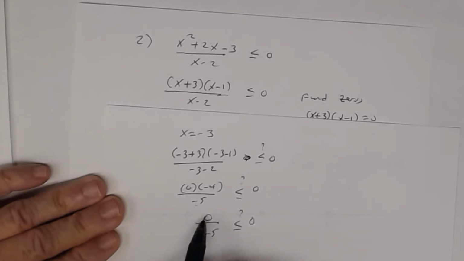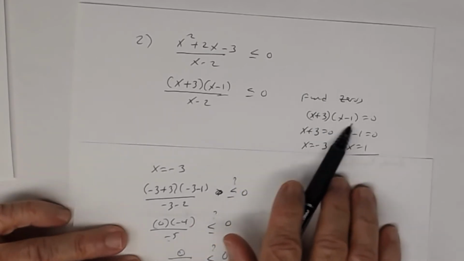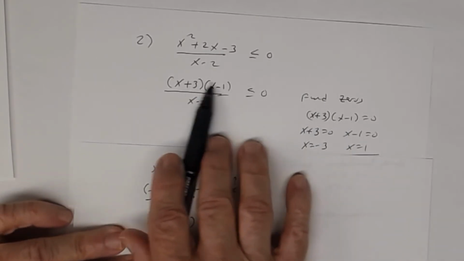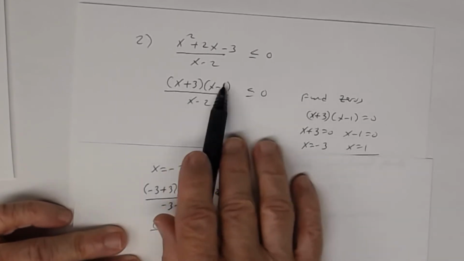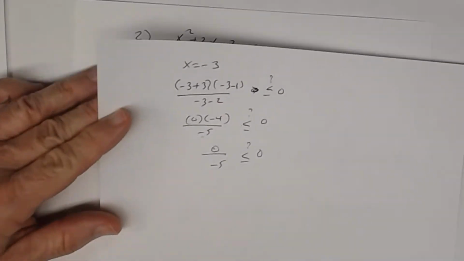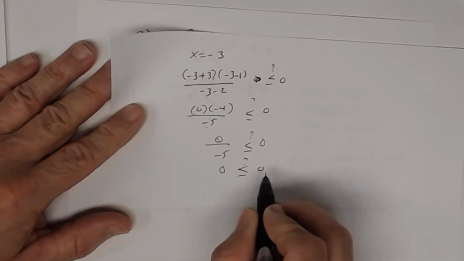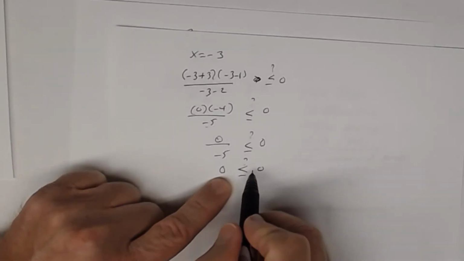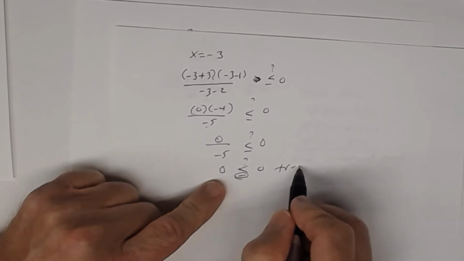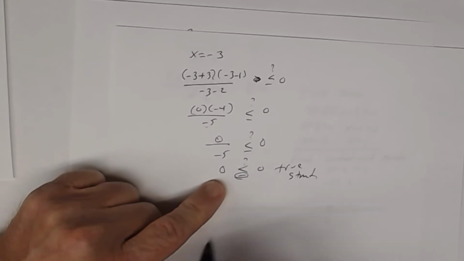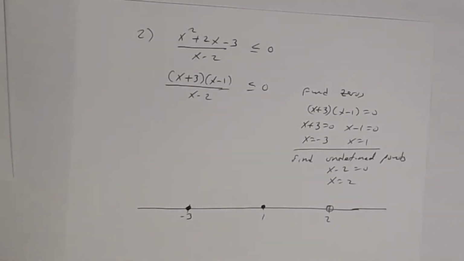Before I go on, see that's a 0 here, right? That better be a 0. Why? Because that's how you found your zeros. You found your zeros by setting this equal to 0. So these two numbers, when you substitute back in, will make the numerator 0. But here's what I want you to understand. 0 divided by -5 is 0, and the question is, is 0 less than or equal to 0? Well, 0 is not less than 0, but 0 equals 0. So that's a true statement. That's a true statement because of that equal symbol. All right, 0 does equal 0. So that's why -3 is a solution.